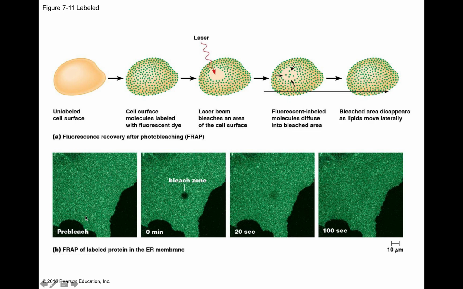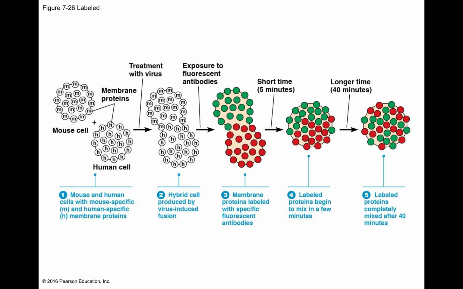So this is what the cell would look like, all those different proteins in the membrane before you bleach it. You zap it with a laser right at that point. There are no labeled proteins at that point, okay? There's still proteins there. Their label got bleached out by the laser, and then you can see that 20 seconds later, and then 100 seconds later, you can't even see where that was. So this proves that proteins are moving laterally in the membrane.